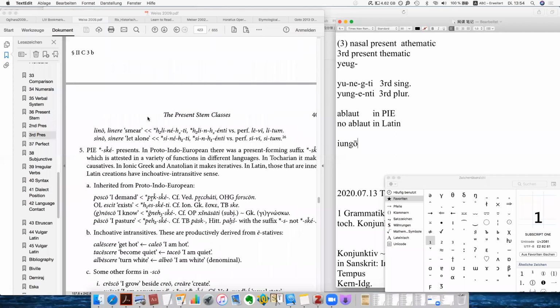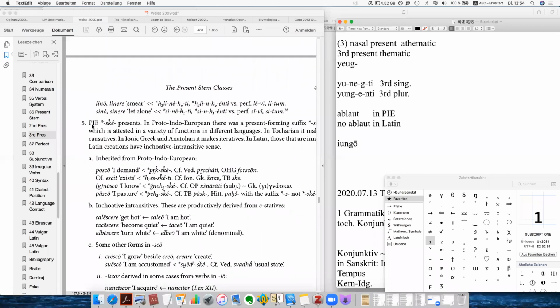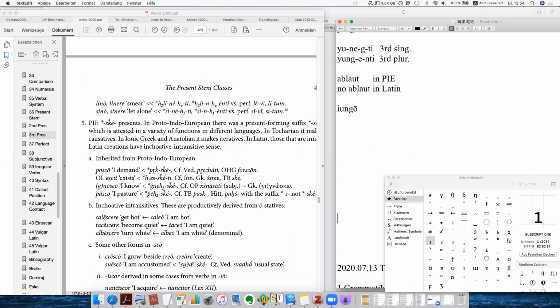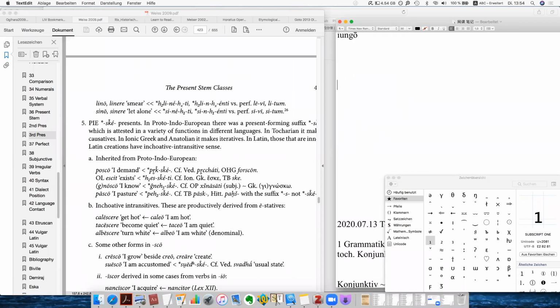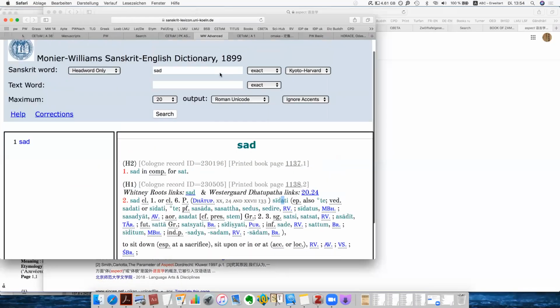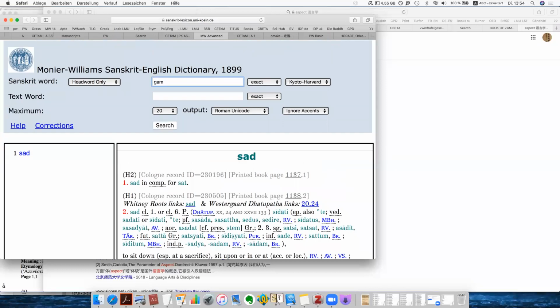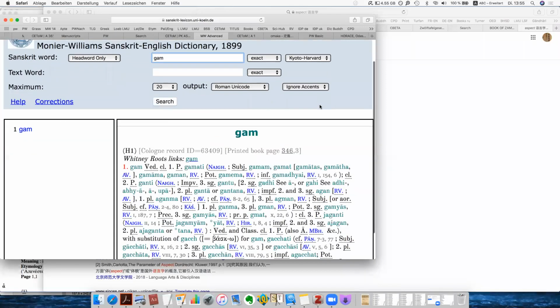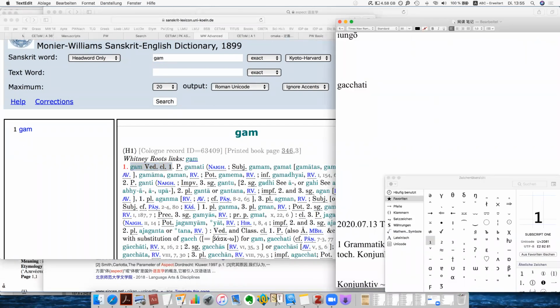And then there's a very productive case, the sk present. And in sk present, again, just similar. So let's take this example. So it's just like Sanskrit gacchati. So Sanskrit gacchati, if you check the Sanskrit dictionary, which class is gacchati? You can check it. First one, right. So this is first class. It's very interesting, right? So actually the development is quite similar.